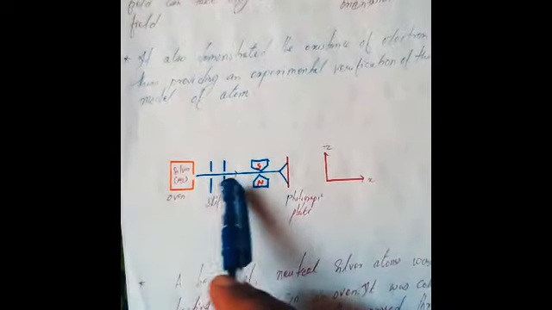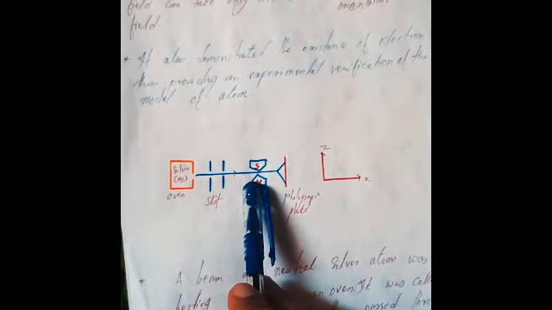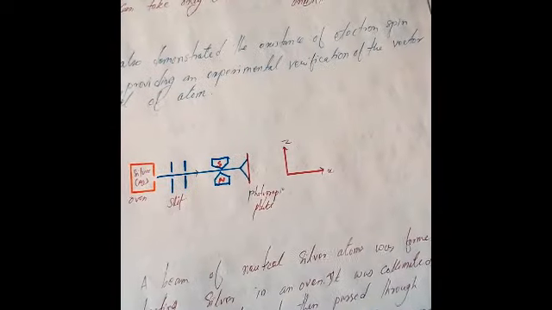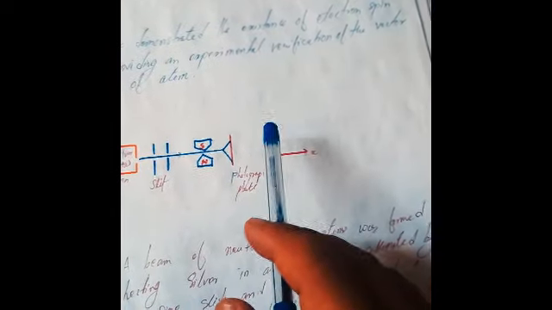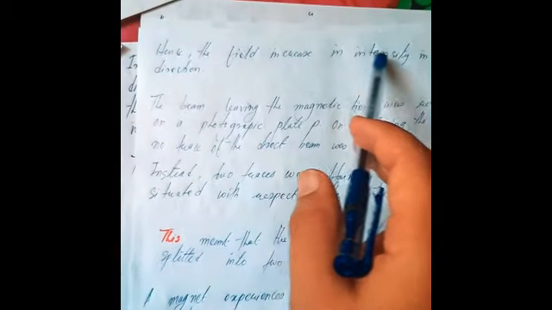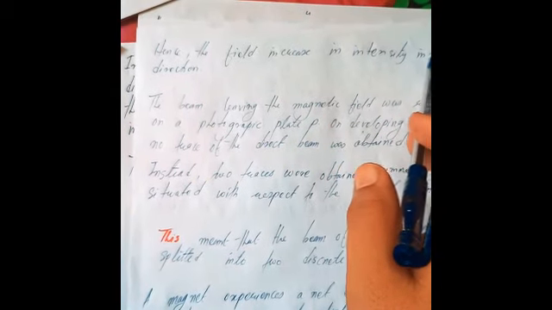We make the setup. This is the oven. Taking the oven, these are two slits, and this is the direction of the magnetic field from north pole to south pole, and this is the photographic plate. The direction of the magnetic field is in the Z direction, the Z axis. Hence the field increases in intensity in the Z direction.